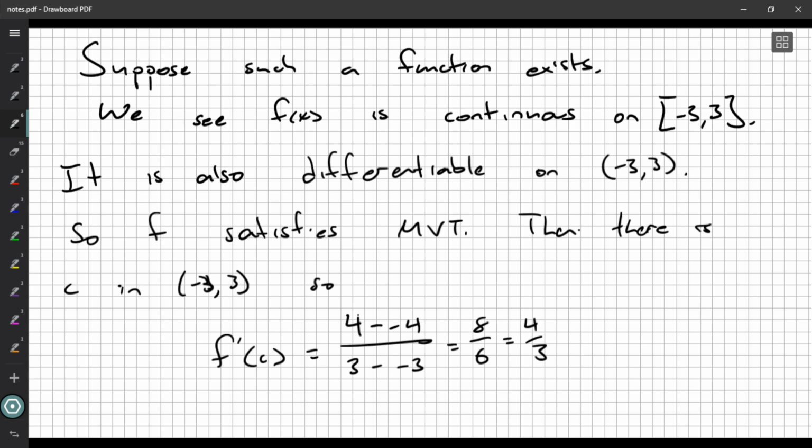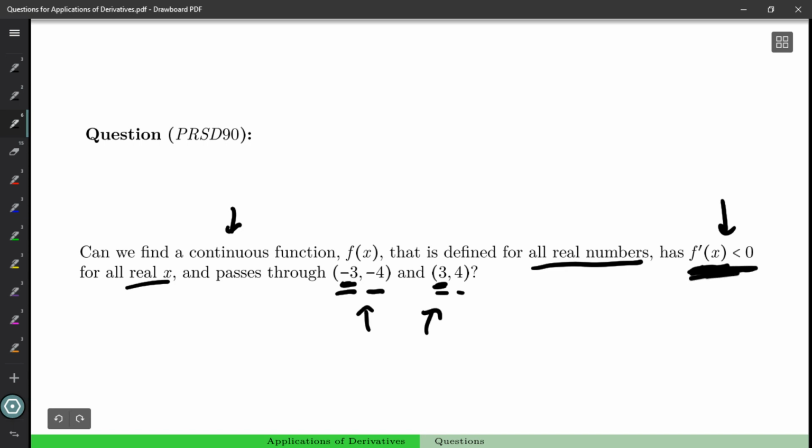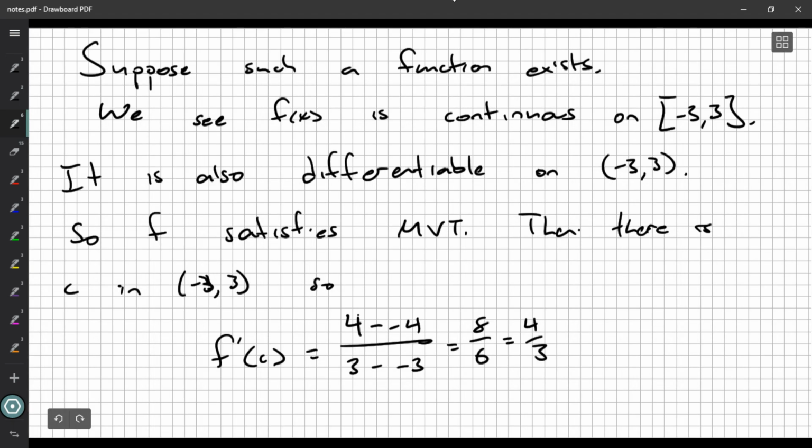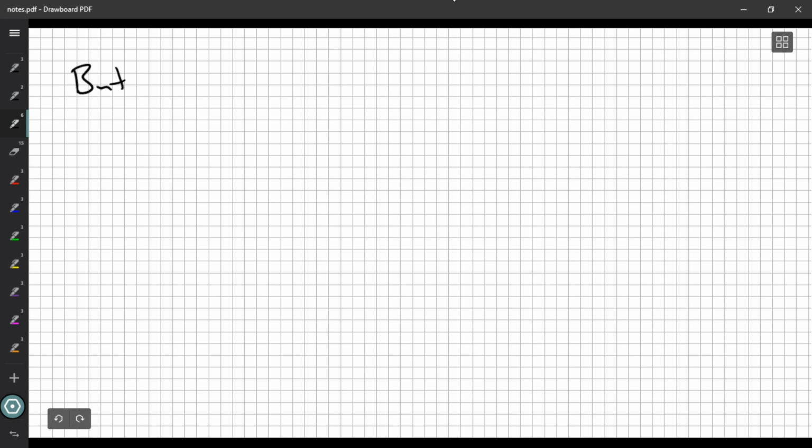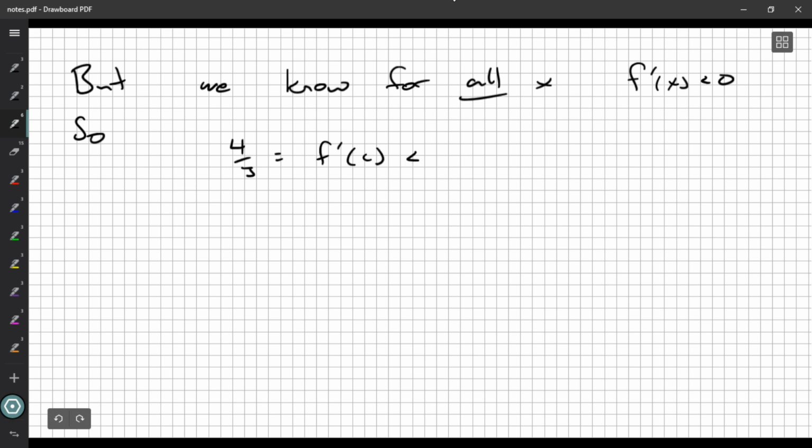Now that seems like a nice innocent conclusion, but what do we know about the derivatives? They always have to be negative. And yet here we've shown that there is a value that when plugged into the derivative is positive. So we might say, but we know for all x, f prime of x is negative. So we see that 4/3 is f prime at c, but c is a value, so it must be negative. This is an impossible conclusion.